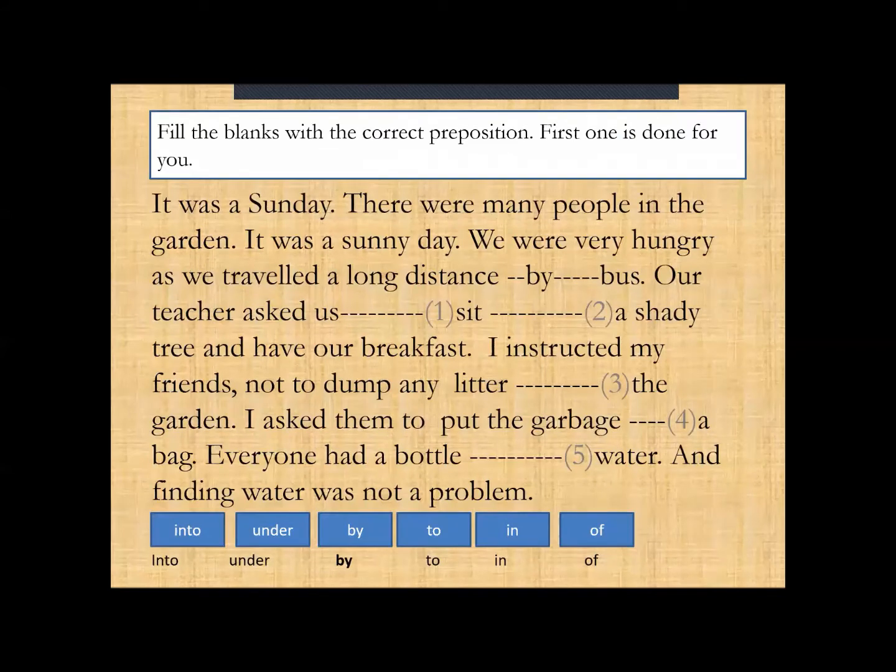Okay, what about this? Fill the blanks with the correct preposition. First one is done for you. You know, children, this test item checks your knowledge about prepositions. All these are prepositions: into, under, by, to, in, of. They are prepositions. Okay, so you followed that earlier procedure as I have explained to you.